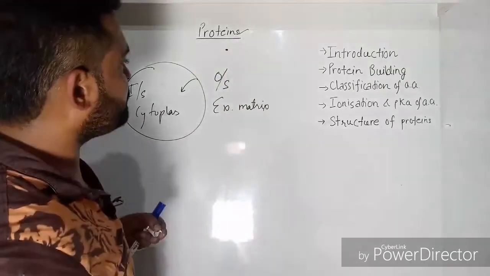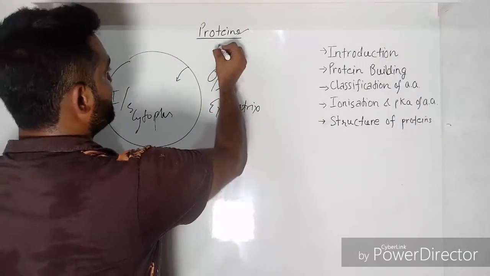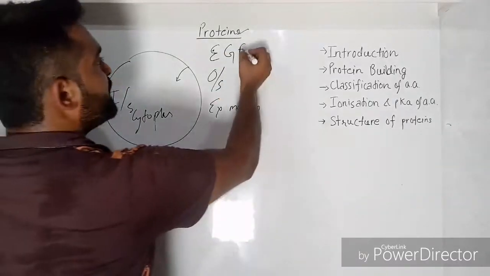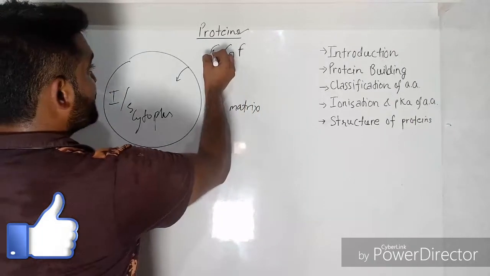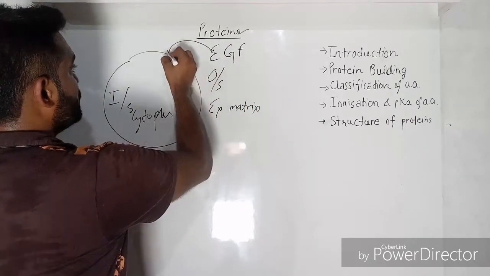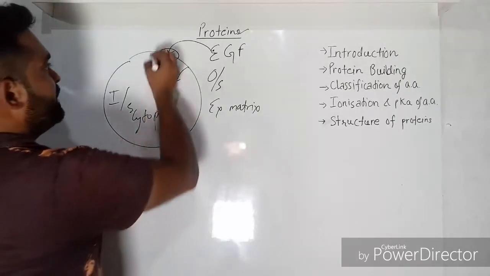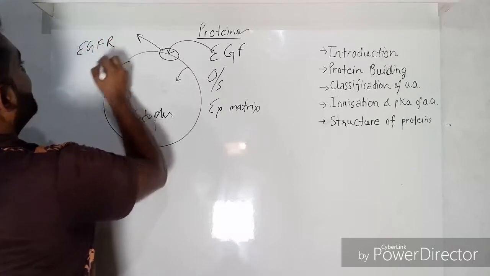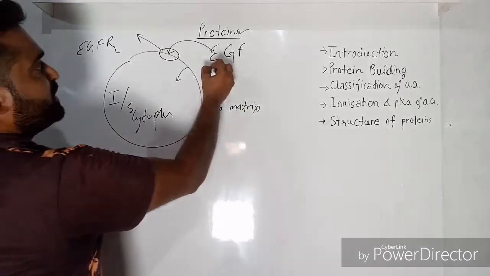Let's take an example here. Suppose that the signal producing molecule is EGF, which is present outside of the cell. This EGF is basically the epidermal growth factor. It needs to bind to a molecule which is present on the periphery of the cell. This is known as EGFR, that is, epidermal growth factor receptor, to EGF.